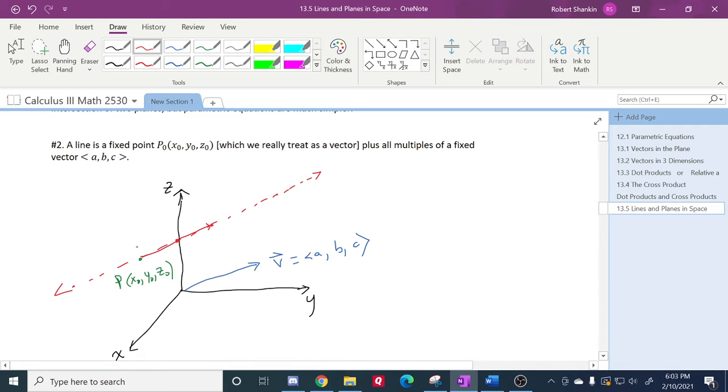A fixed point plus all multiples of a fixed vector. Any questions?